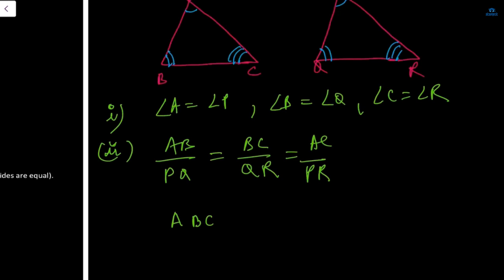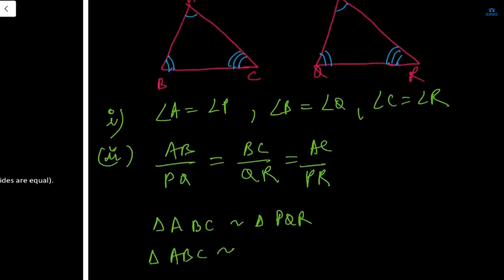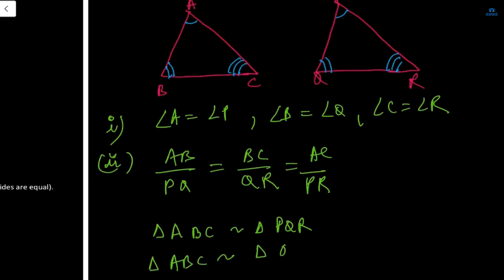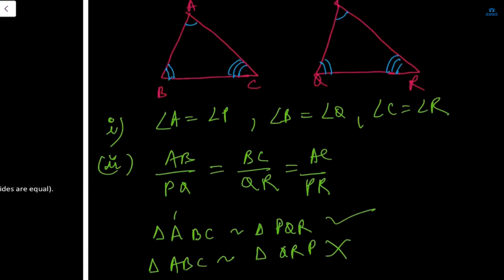Now when you are representing that the two triangles are similar, like triangle ABC is similar to triangle PQR, you cannot write triangle QRP. This is wrong and this is correct. Why? Because angle A corresponds to angle P, angle B corresponds to angle Q, and angle C corresponds to angle R.